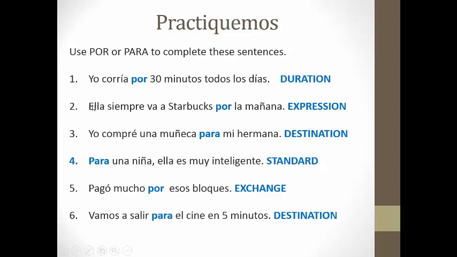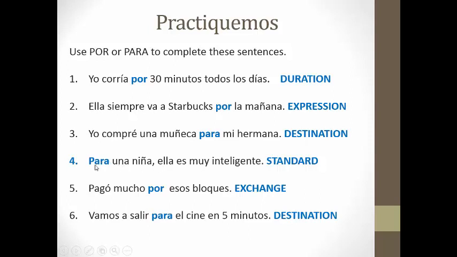Okay, let's review. Go to number 2. She always goes to Starbucks in the morning. Okay? In the morning, por la mañana, that's an expression. Okay? Has to be por. Number 3, I bought a doll for my sister. Okay? That's the destination of where that doll's going. Okay? It's para.